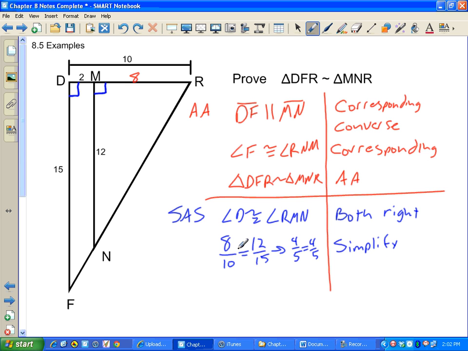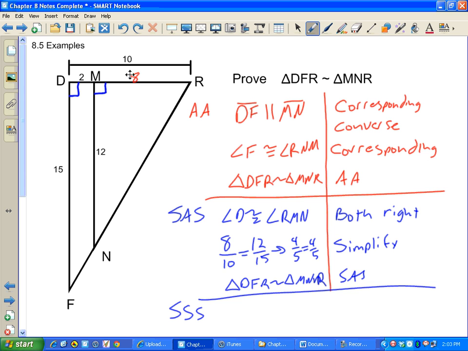We could also prove it by the cross product property. If I cross multiplied, I'd get 8 times 15, which would be 120. And 10 times 12 is also 120. So you could write your reason as a cross product property. So at this point, I've got proportional sides with an included congruent angle. So I can say the triangles are similar by side angle side.